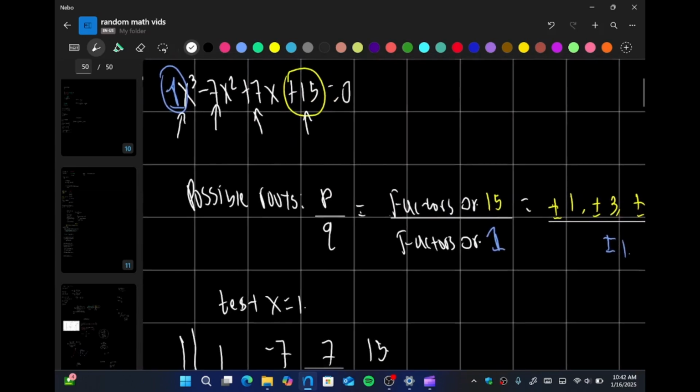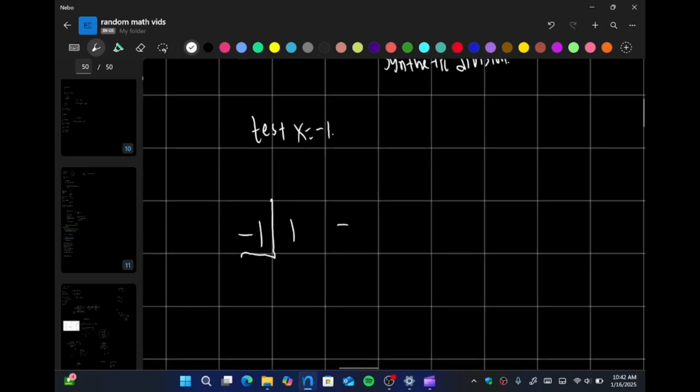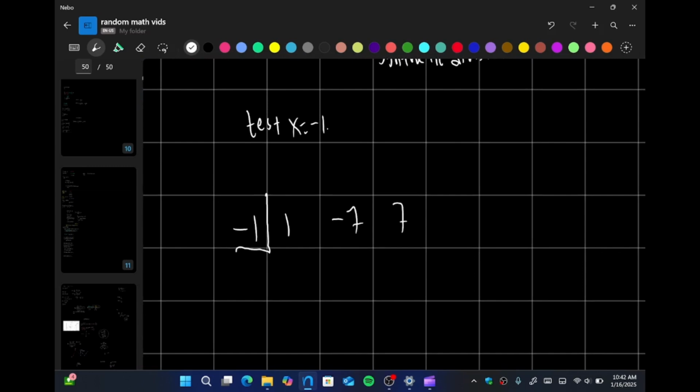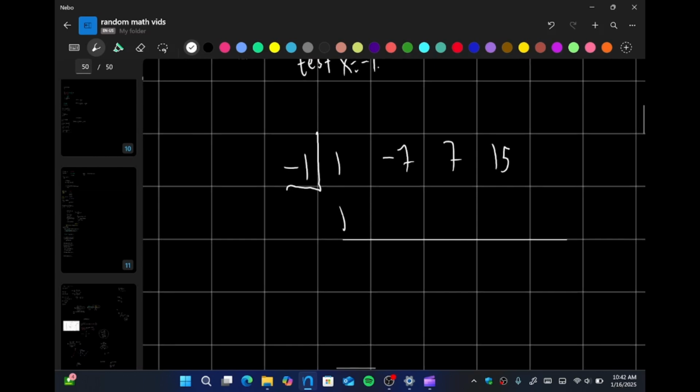So again, 1, -7, 7, and 15. You're going to put the same numbers and do this again. Let's go ahead and put a line here to indicate that we're adding.